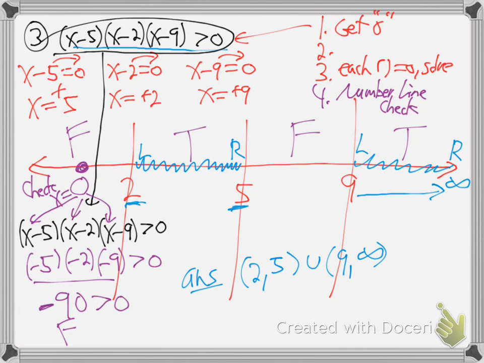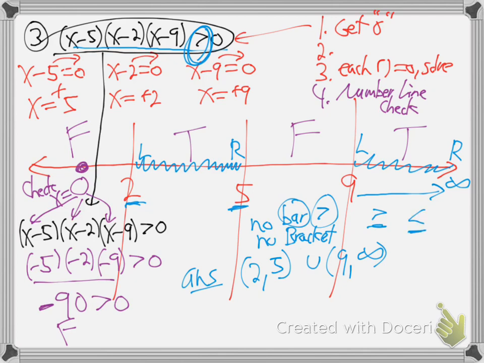And notice there's no bar in the original. It's just greater than. So no bar, no bracket. Instead, I just put parentheses on all the numbers. If the original has a bar, like greater than or equal or less than or equal, then bar goes with bracket. If it can be equal to the number right on the edge, then I would have to put a bracket to mean we're including the edge.